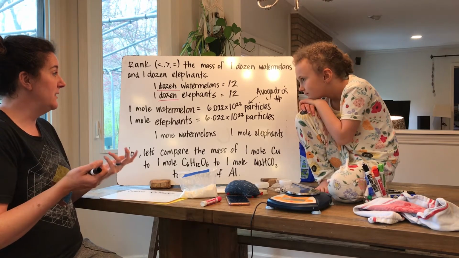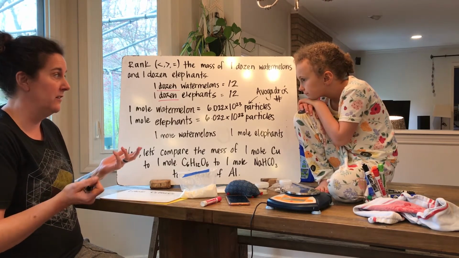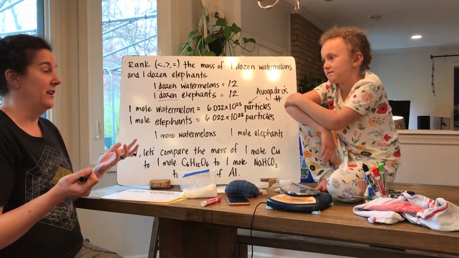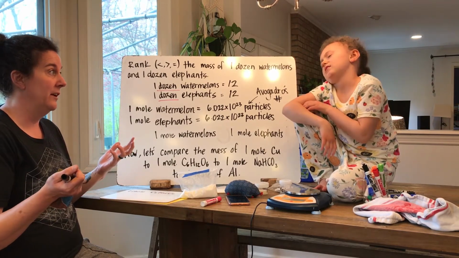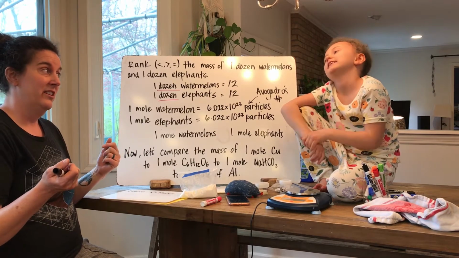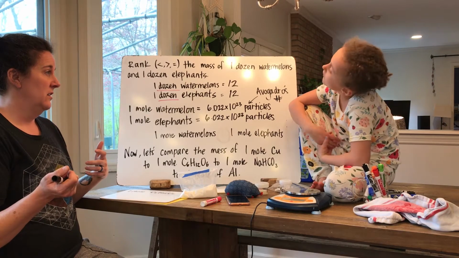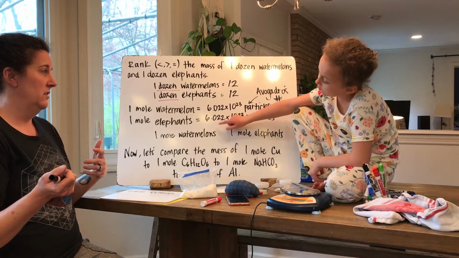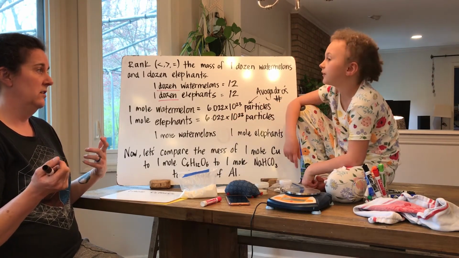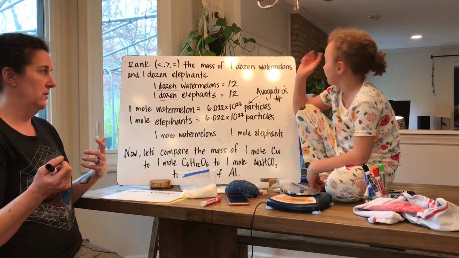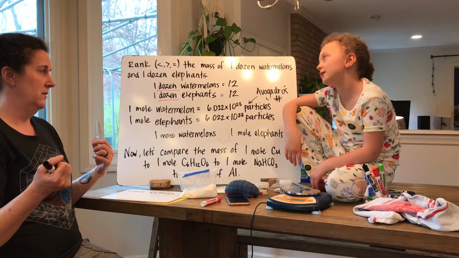If we were to take 6.022 times 10 to the 23rd watermelons, that would fill up our living room. I would say even bigger, probably our neighborhood. That's a lot of watermelons. But the watermelons are smaller than the elephants, so the watermelons would take up a smaller space, and our living room is pretty big.